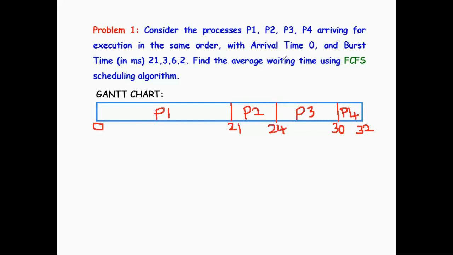We need to find the average waiting time using FCFS scheduling algorithm. Actually, this is the Gantt chart representation. Before finding average waiting time, let me give few captions. Process, burst time, completion time, turnaround time, which is equal to completion time minus arrival time. Then waiting time, which is equal to turnaround time minus burst time.